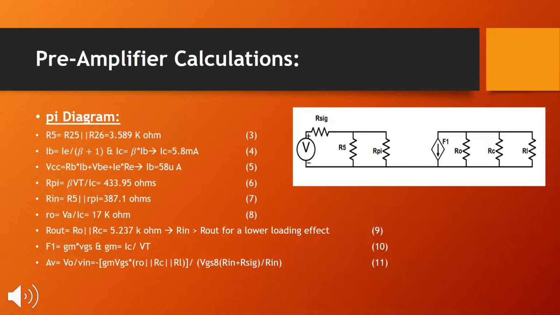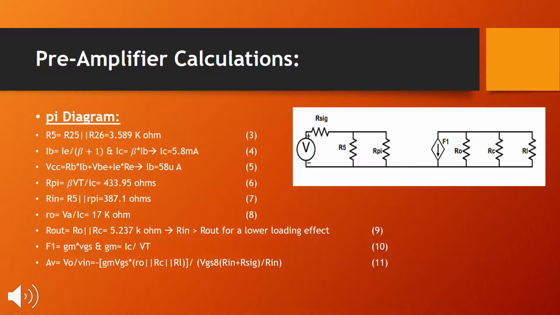Therefore, going back to equation number 5, we say that VCC, which is 30 volts, is equal to RB times the current in the base, plus VBE, plus the current in the emitter times the resistor in the emitter. That led to IB equal to 58 microamps. Now, going back to equation 4, we can see the relationship between IC and IB. So, using that equation, we found the value of IC being 5.8 milliamps.